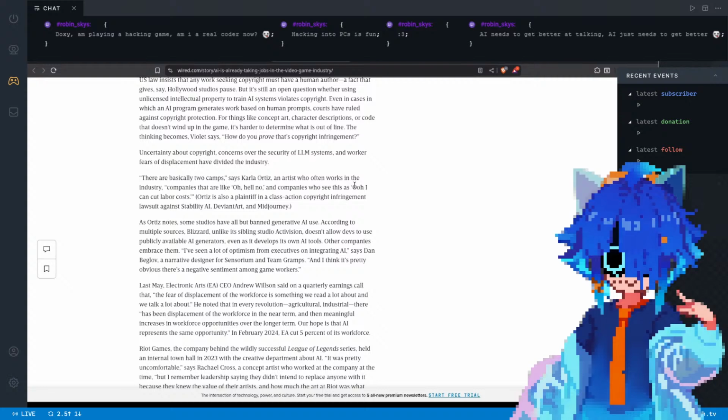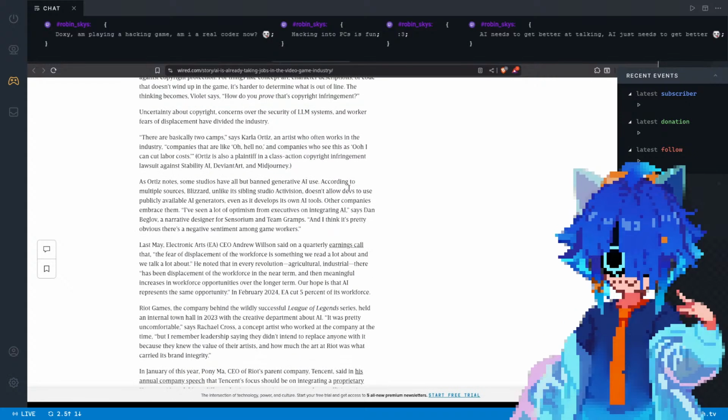Uncertainty about copyright, concerns over the security of LLM systems, and worker fears of displacement have divided the industry. There are basically two camps, says Carla Ortiz, an artist who often works in the industry. Companies like, oh, hell no, and companies that see this as, ooh, I can cut labor costs. Ortiz is also a plaintiff in a class action copyright infringement lawsuit against Stability AI, DeviantArt, and Midjourney.